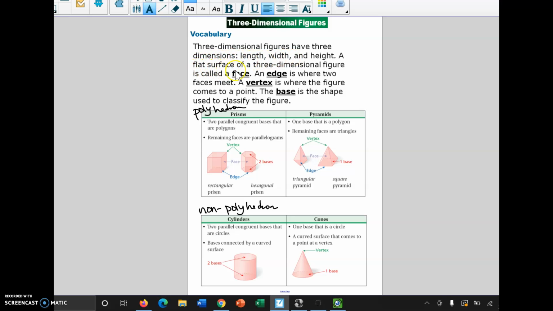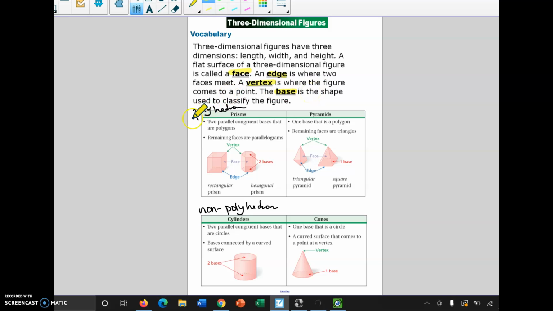A flat surface of a 3D figure is called a face. If you have your printed notes, highlight that. The flat surface is called a face. An edge is where 2 faces meet, like right here. This is an edge. Right here or here. A vertex is where the figure comes to a point, so where it's kind of pointy. That part's the vertex. And the base of the shape is what we'll use to classify or name the figure.